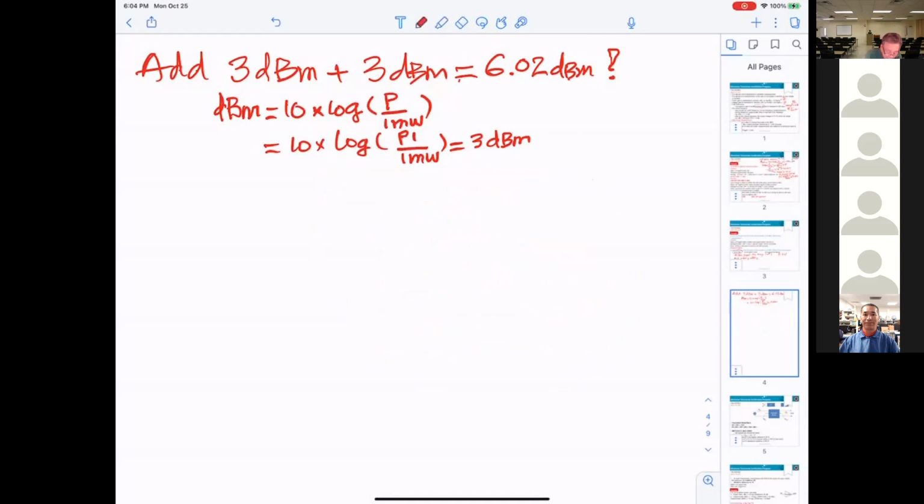Okay, so basically you take the log of P1 over 1 milliwatt equals 3 divided by 10. Yes. Thank you. 3 divided by 10.